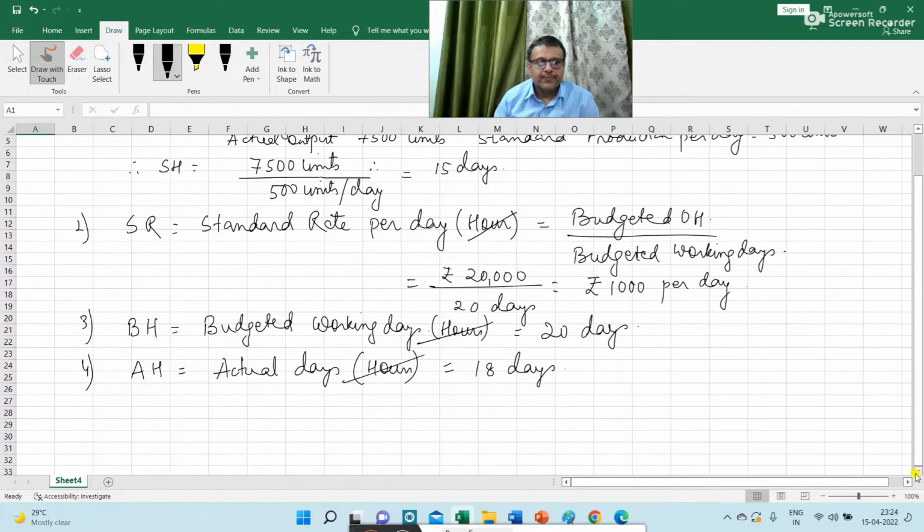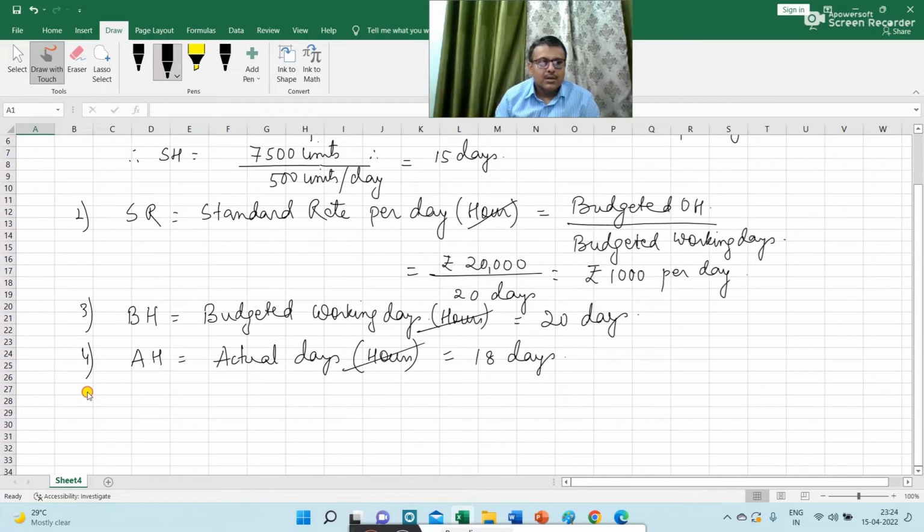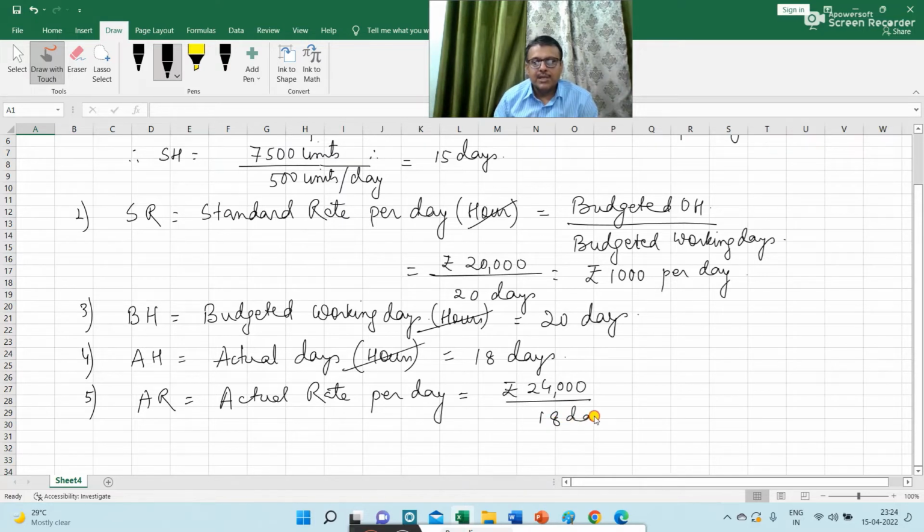So next is your fifth parameter, that is AR. This is equal to actual rate per day. Now actual rate per day is equal to actual overhead divided by actual working days. Actual overhead is 24,000 and the actual working days is 18 days. So I am keeping this AR like this, that is rupees 24,000 divided by 18 days.